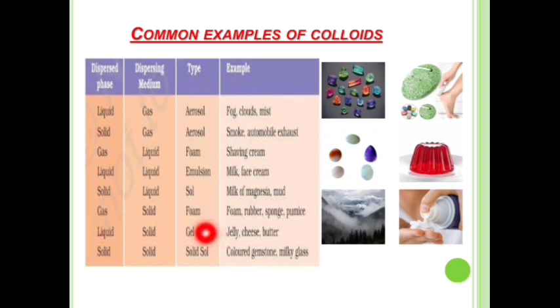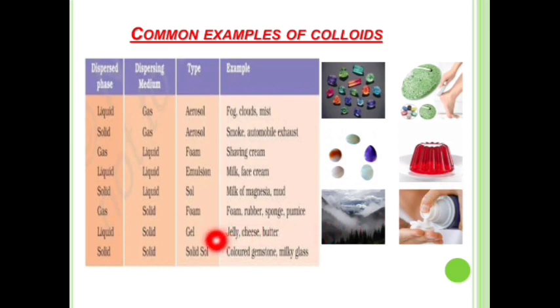Then another one is gel. Here the dispersion medium is solid and the dispersed phase is liquid, and examples are jelly, cheese, butter. Jelly, you can see from here, it is solid. Dispersion medium is solid, and dispersed phase is liquid. It means in the jelly you add water. So here the more amount of solid is there, that jelly powder, and liquid is added as a dispersed phase, which is in a small quantity, and makes this mixture a gel, and the example is jelly.